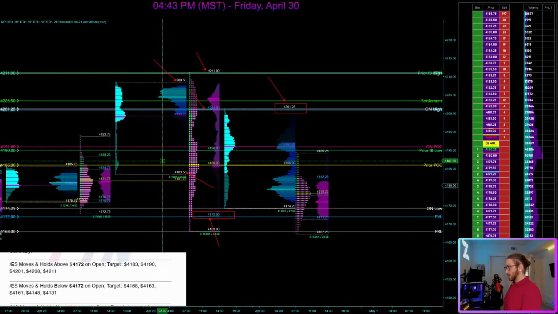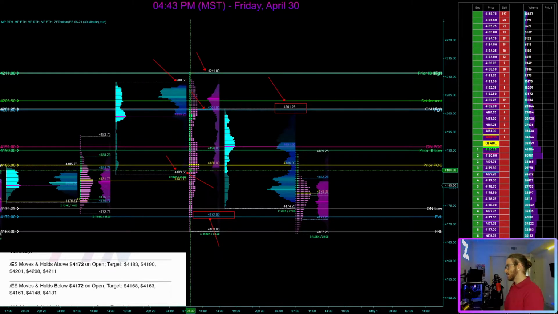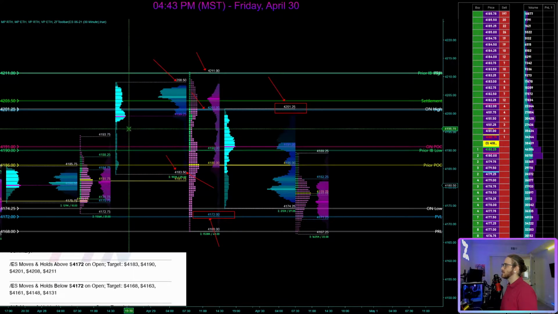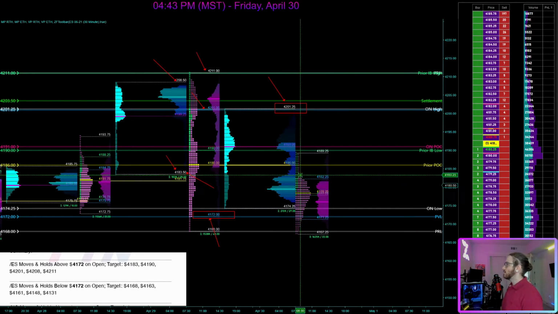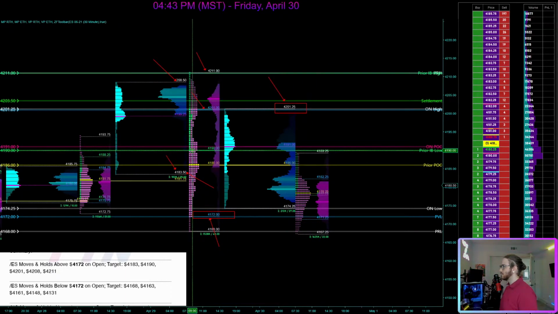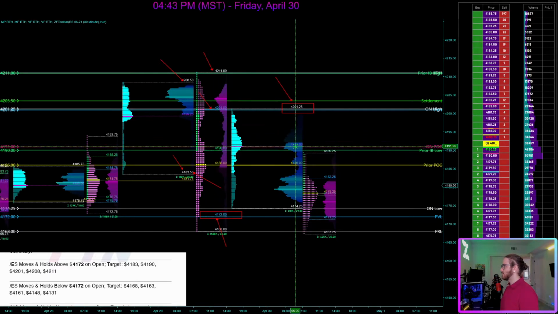So before we get ahead of ourselves, the first upside target and only exact upside target that was hit was 41.8350, and that was the overnight low from the 28th into 29th Globex session. And the second upside target was 41.90 right here. This was the initial balanced low and also the overnight POC.